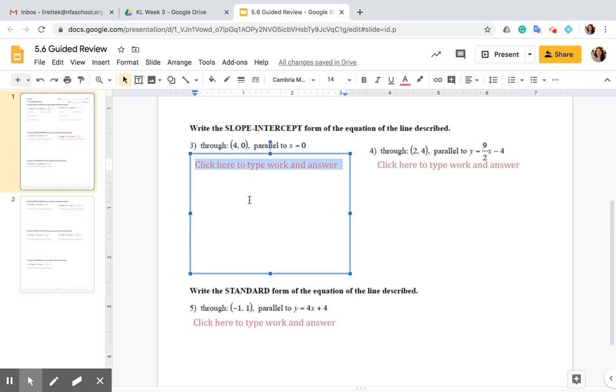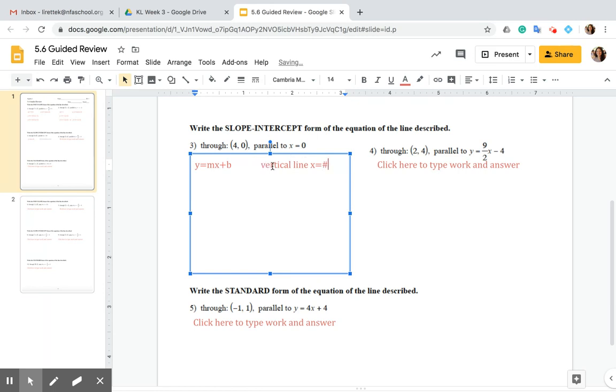Now I want my equation in slope-intercept form. Well, what's slope-intercept form? Y equals mx plus b. And same as before, I want the same slope. But before I do that, look at the type of equation I'm giving you. I almost don't need any form for this. Look at what type of line this is. What kind of line is x equals a number? It's a vertical line.